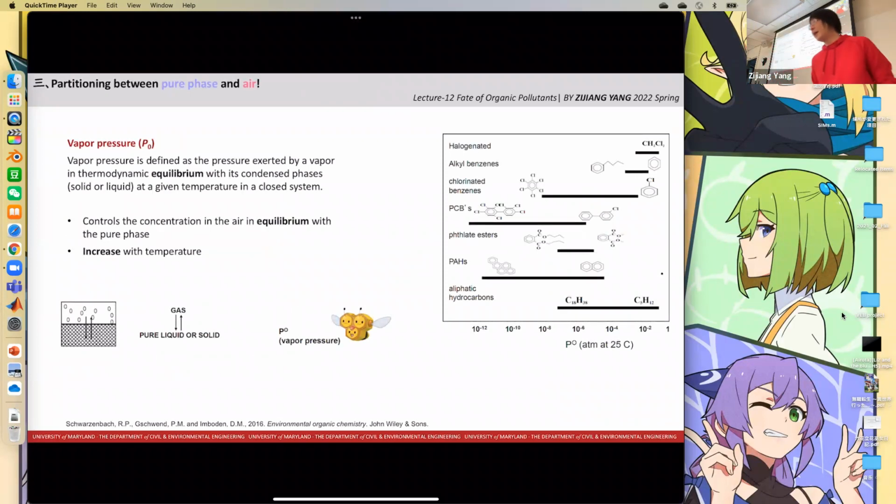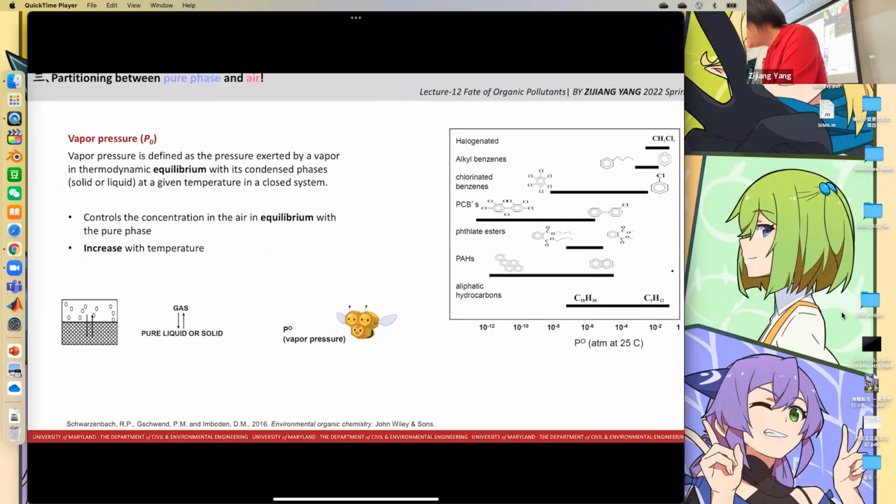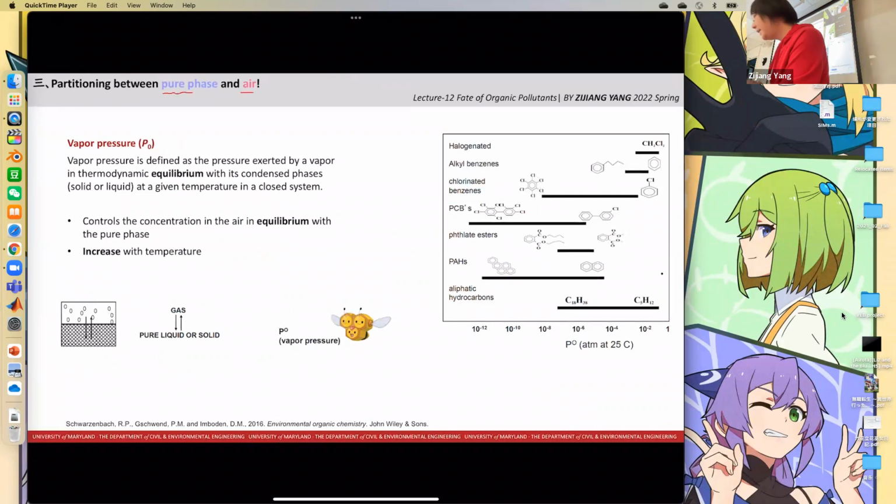Okay. So let's talk about the partitioning of organic matter. The first one is partitioning between the pure phase and air. The parameter is vapor pressure. Vapor pressure is defined as the pressure exerted by a vapor in thermodynamic equilibrium with its condensed phases, like solid or liquid, at a given temperature in a closed system. And the keyword is equilibrium. So it must be in equilibrium.